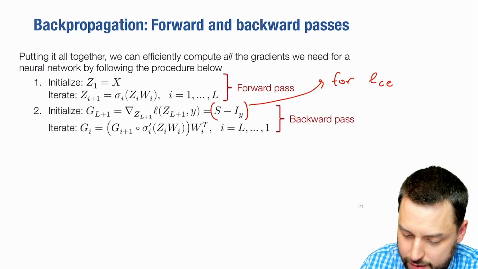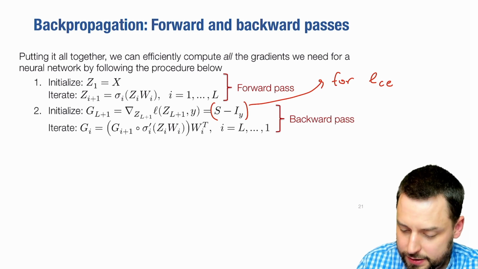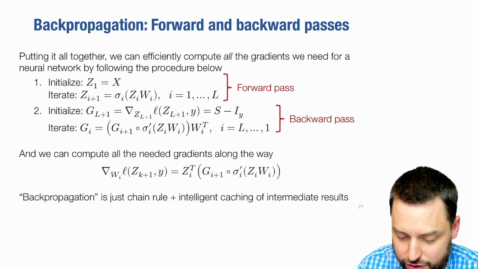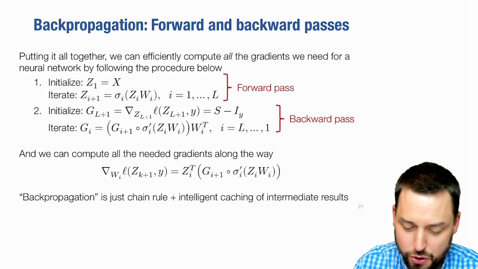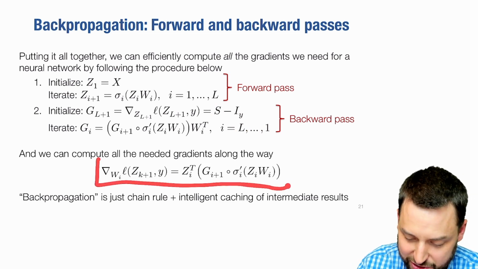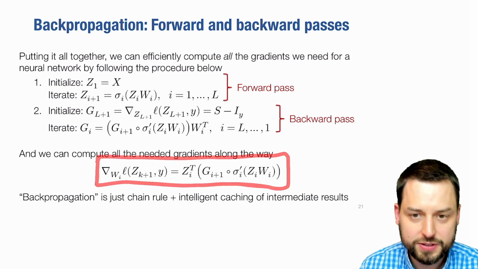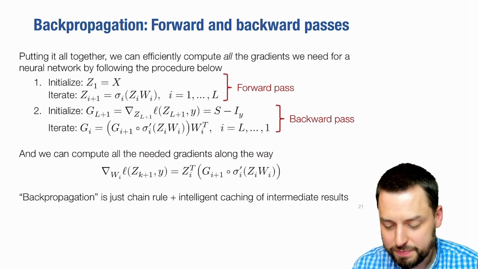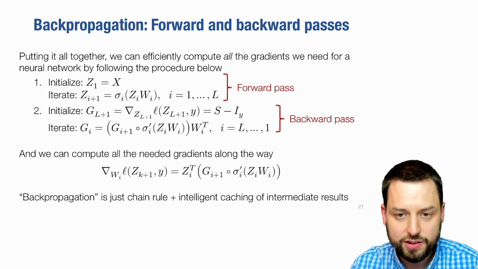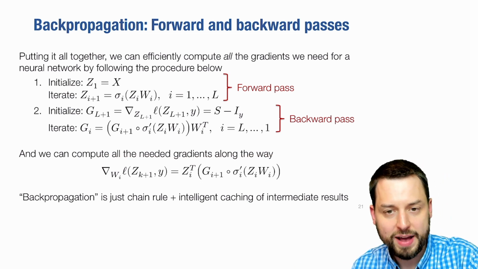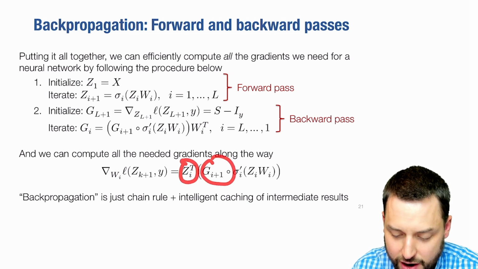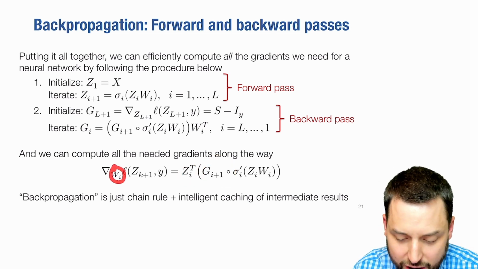And finally, you do this in reverse order, so you do it from i equals L to 1. As you go, you can also, of course, compute the gradients of the parameters, which again was exactly what we had on the last page. The important thing to keep in mind here is this computes all the parameter gradients simultaneously in one forward pass and one backward pass, because we can use these gi terms and the zi terms to compute all these needed gradients.